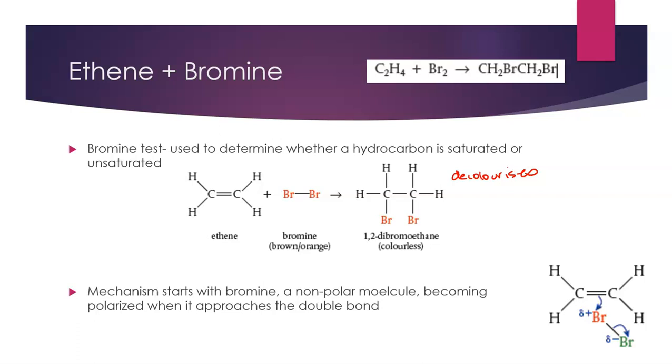This mechanism is going to start with bromine, which is non-polar, becoming polarized as it approaches the double bond. As the bromine approaches the double bond, we can see here that the electrons in the double bond repel the electron pair away from this bromine, making it a little bit more positive in comparison to the other one. The electrons then, remember curly arrow notation, will come from the double bond to the bromine, and then this repels the electron pair in the bond out onto the other bromine to form the bromide anion.